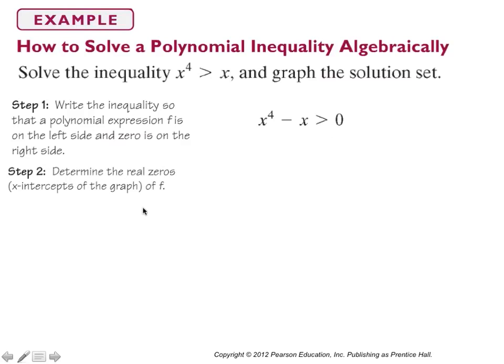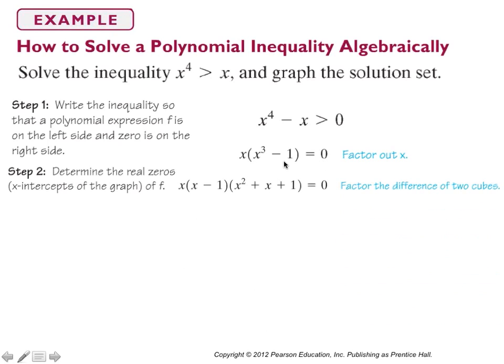And then we determine the real zeros, or the x-intercepts of the graph. So what we need to do is factor this. So this is going to factor the following way. We're going to take an x out of both of these because we have a greatest common factor of x. And we're left with x times the quantity x cubed minus 1. And we're setting this equal to 0 in order to find the real zeros.